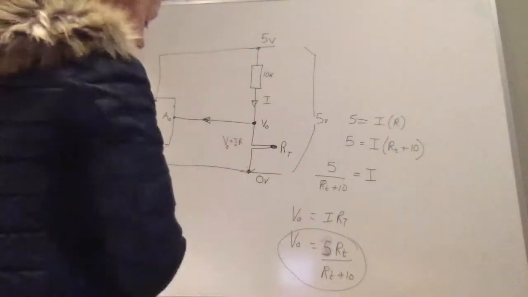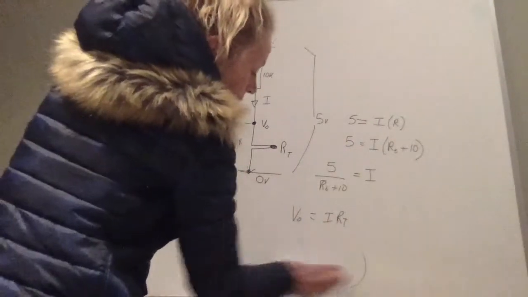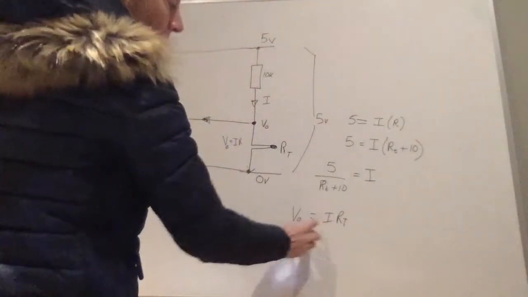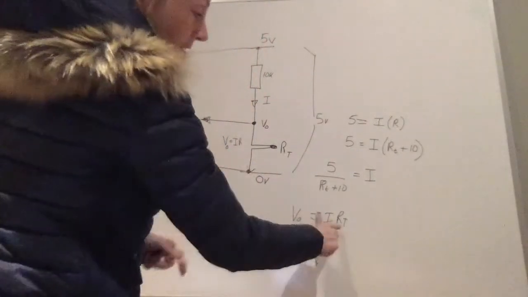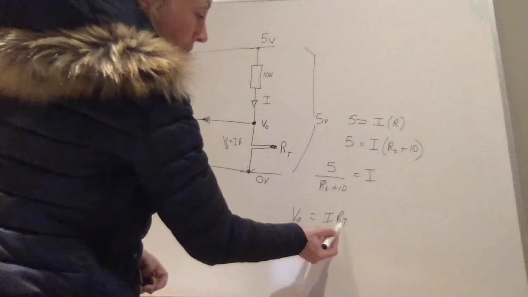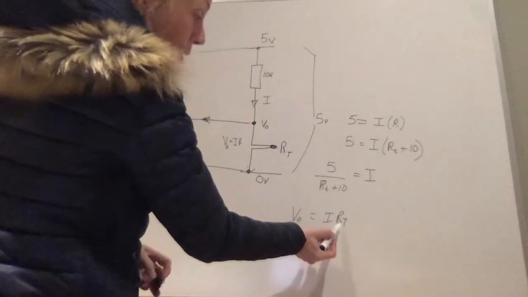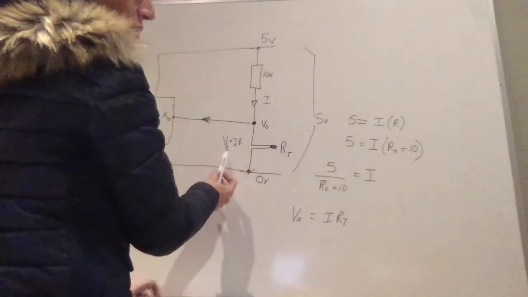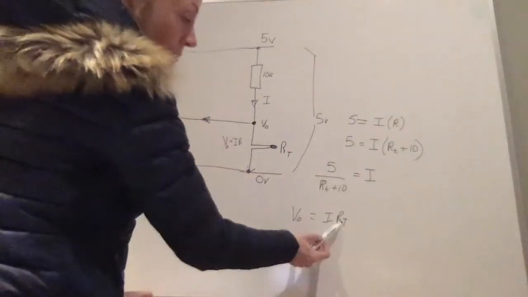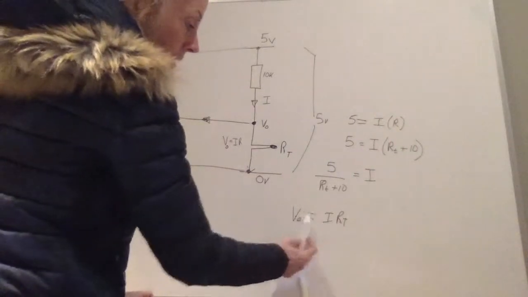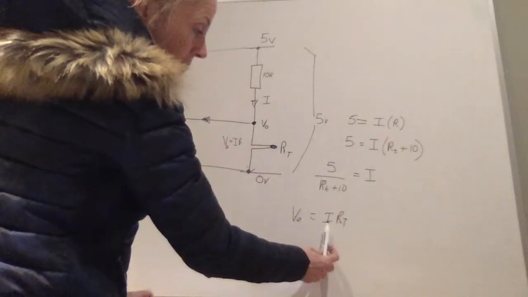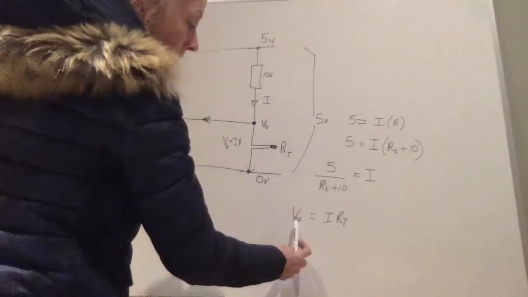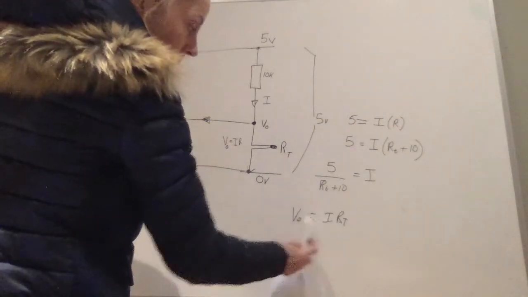Even if you take it from here, rather than confuse the issue, that output voltage depends on this resistance. If the resistance of the thermistor goes up, then the output voltage will go up also, because if V out is this number times this, then as this number goes up, this number will go up.